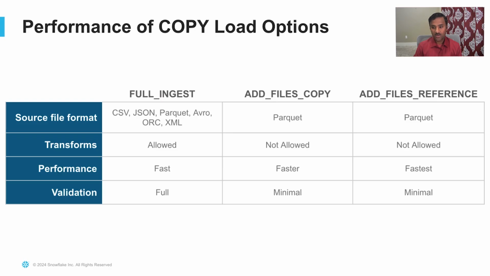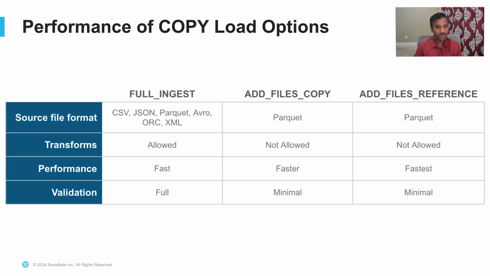Next, let's look at the performance of these copy load options. The columns show the three values for the load mode copy option that we discussed and their different properties, starting with the source file format. Full ingest supports all copy file formats that are shown on the screen, whereas the more efficient copy options are only available when the source data is in Parquet file format. Full ingest also supports all copy transformations, whereas the other two do not support any transformations of the source data during loading.